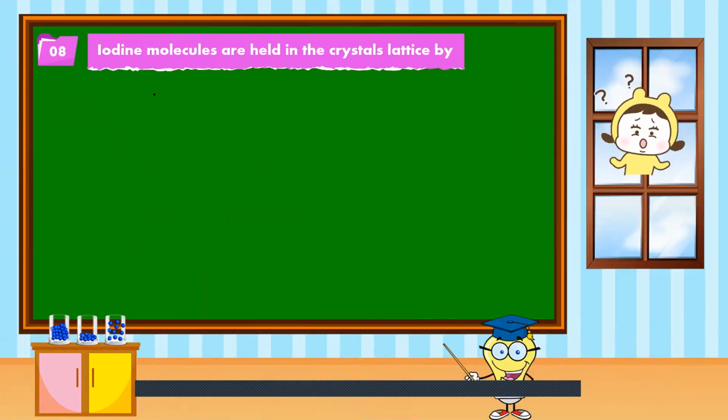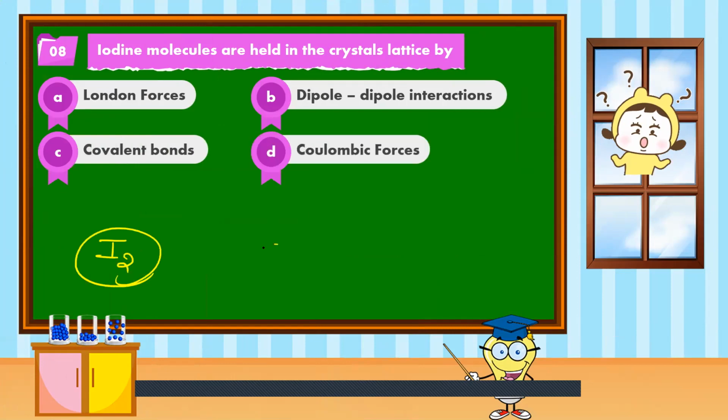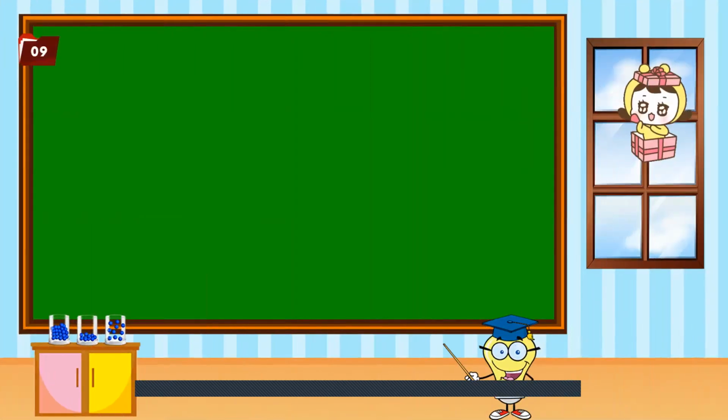Okay. Now let's see question number 8. Iodine molecules are held in the crystal lattice by. What is this iodine molecule? I2 is an iodine molecule. This is another I2. Iodine is non-polar. One iodine is in a covalent bond with another iodine. Then this is non-polar, and this is also non-polar. Between these two non-polar molecules, the forces of attraction are weak. These forces are called London forces. Option A is the correct answer.